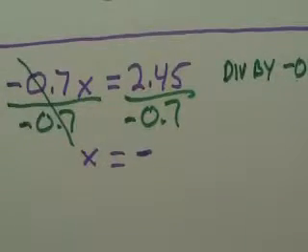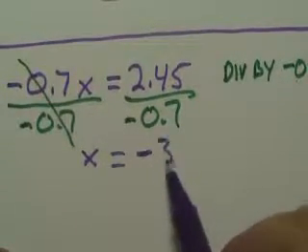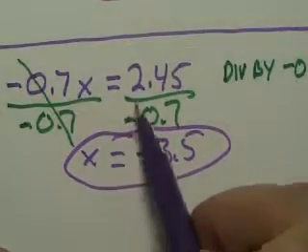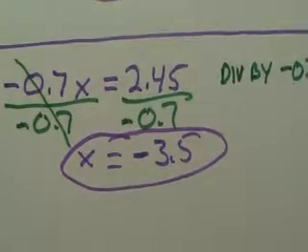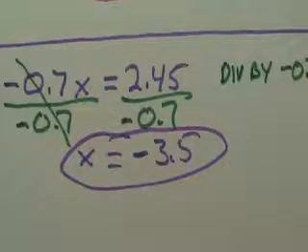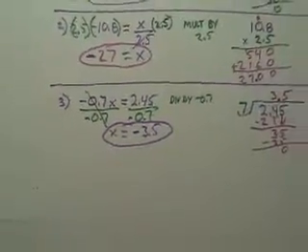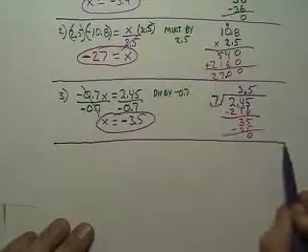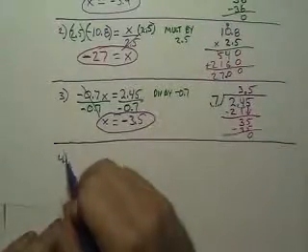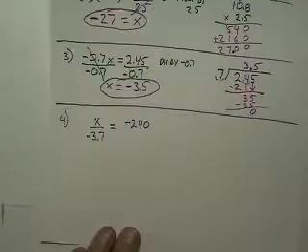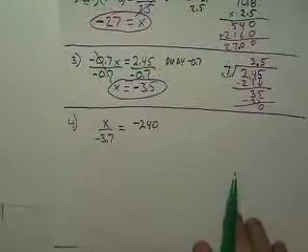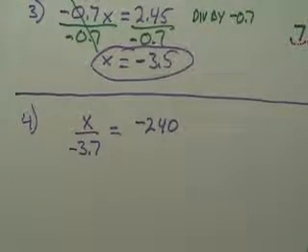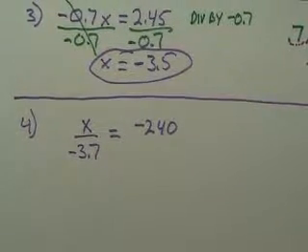So I go over here. The answer is 3.5. And it's negative because there's one negative. Okay, we're going to just do 4 examples. We'll stop there. That's plenty. It's pretty much redundant at this point.